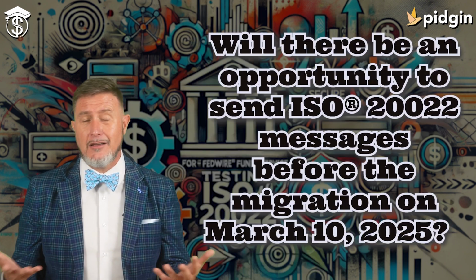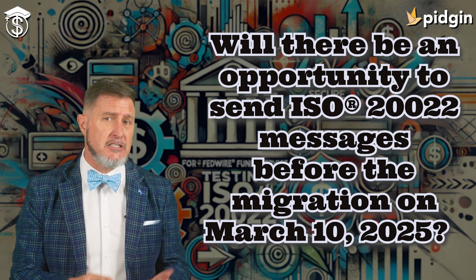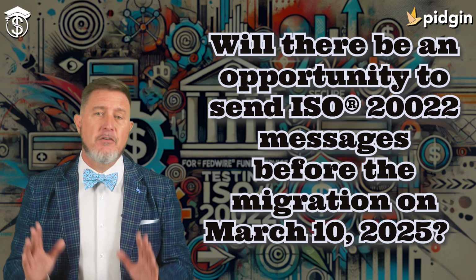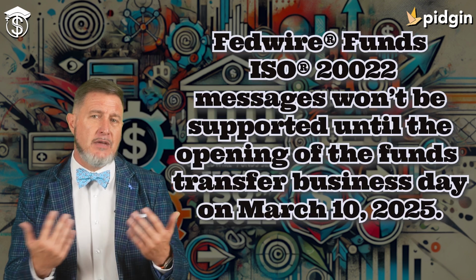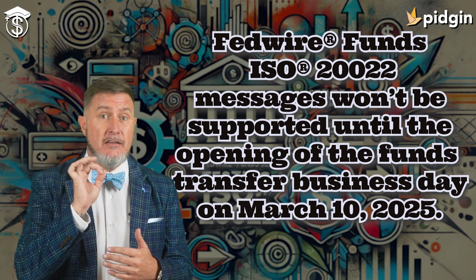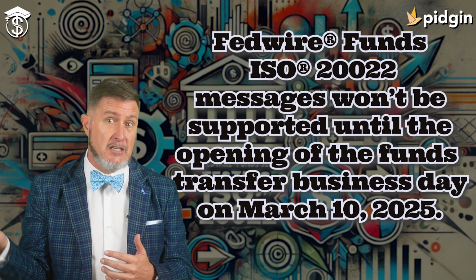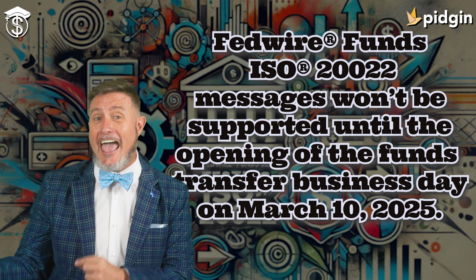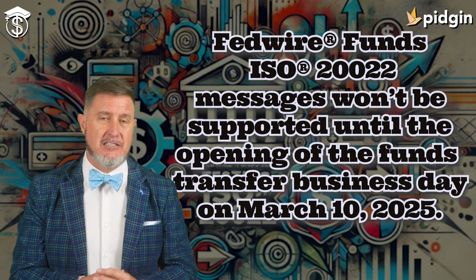Another common question that comes up is, will there be an opportunity to send ISO 20022 messages before the migration on March 10th, 2025? For FedWire Fund Services, the actual answer is no. ISO 20022 messages won't be supported, at least not on a live system, until the funds transfer business day on March 10th, 2025 starts at 9 p.m. Eastern on Sunday, March 9th, 2025. So mark your calendars for that. There are other ways you can test, and you want to be testing before then, but you can't send one live. You can just do testing until then.